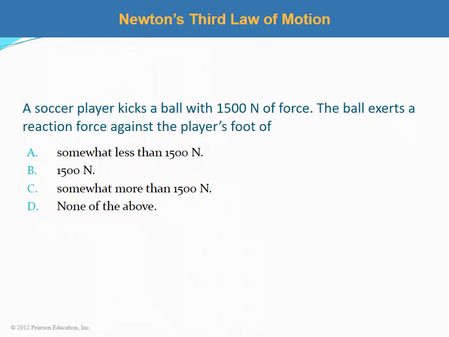A soccer player kicks a ball with 1,500 newtons of force. The ball exerts a reaction force against the player's foot of A, somewhat less than 1,500 newtons, B, 1,500 newtons, C, somewhat more than 1,500 newtons, or D, none of the above. The answer is B, 1,500 newtons. This is the meaning of Newton's third law. The force of the kick is equal to the force of the ball on the foot.